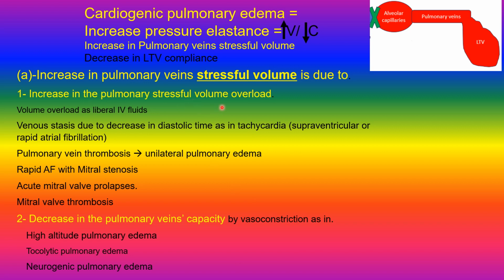Increase in the volume itself may be due to volume overload as in liberal IV fluids, or venous distress due to decrease in the diastolic time as in tachycardia, supraventricular tachycardia, or rapid atrial fibrillation. Pulmonary vein thrombosis leading to unilateral pulmonary edema. Rapid AF in case of mitral stenosis, acute mitral valve prolapse, or mitral valve thrombosis. But decrease in the pulmonary vein capacity by vasoconstriction as in case of high altitude pulmonary edema, tachycardic pulmonary edema, and maybe neurogenic pulmonary edema.